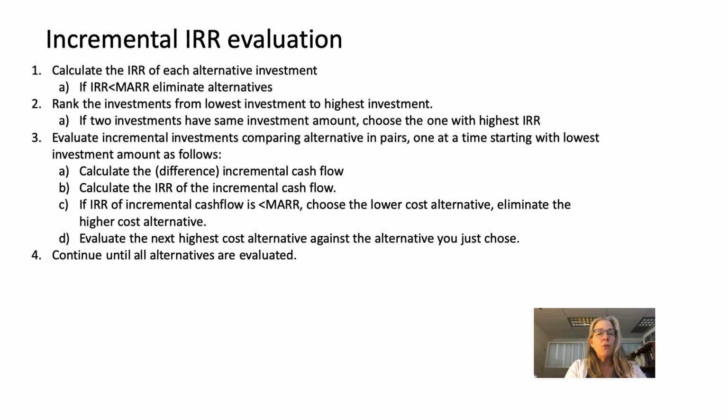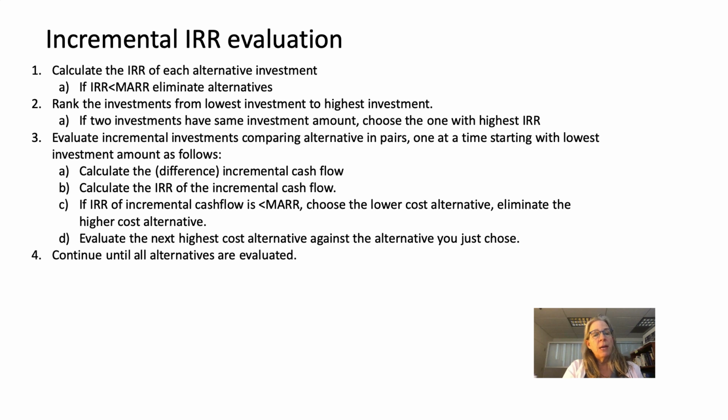And then what you do is you rank the investments from the lowest investment amount to the highest investment amount. So that means the time period 0 value, you rank it according to the lowest time period 0 to the highest. And if two investments have the same investment amount, you choose the one with the higher IRR.